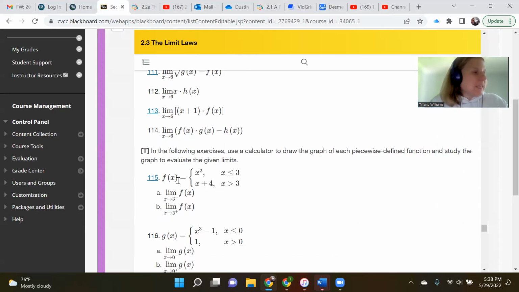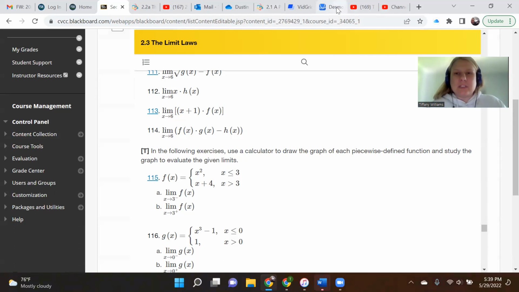If you want to take a second to write this down, our function is f of x equals x squared as long as x is less than or equal to 3, and x plus 4 as long as x is greater than 3. You can get Desmos to graph this. Now, one of the things I do want to mention, and I think I've said this in a previous video, Desmos does not show holes. So you have to remember that with the x plus 4, there is going to be a hole there.